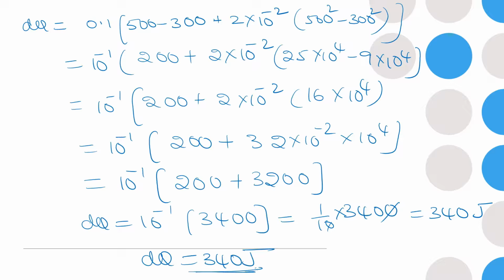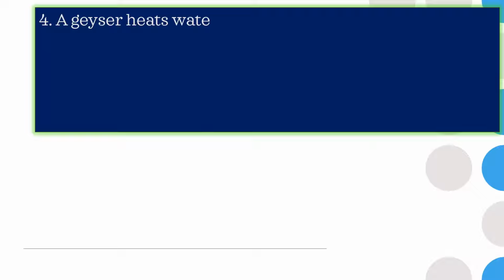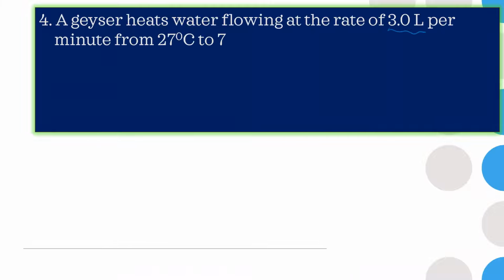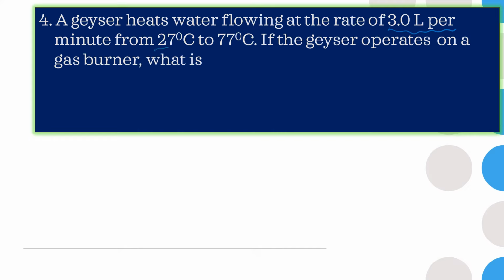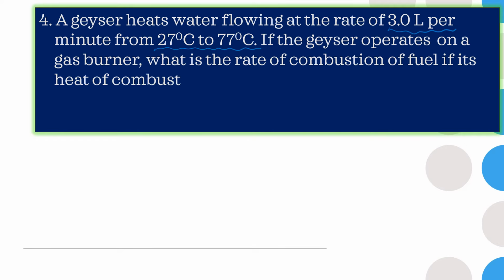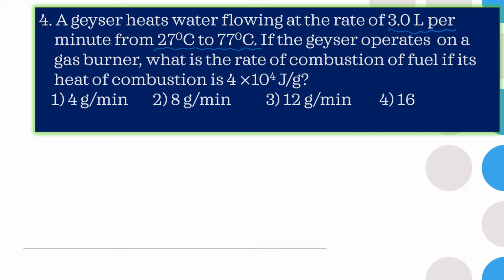Okay. Next we will go to the next question. A geyser heats water flowing at the rate of 3.0 liter per minute from 27 degrees centigrade to 77 degrees centigrade. If the geyser operates on a gas burner, what is the rate of combustion of fuel, if its heat of combustion is 4 into 10 to the power of 4 joule per gram?